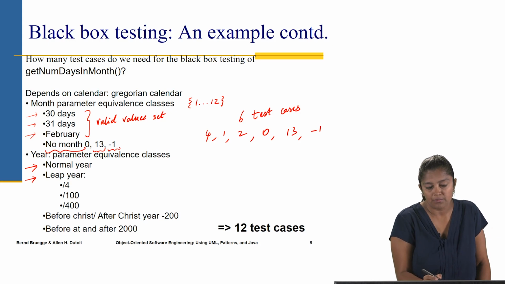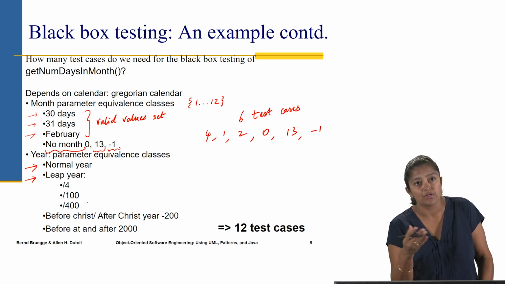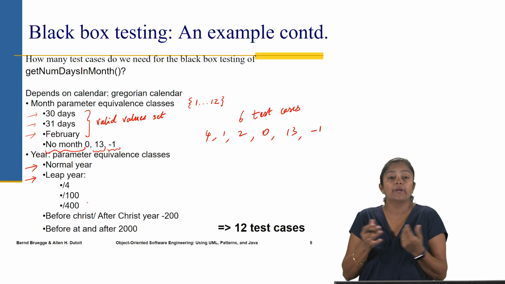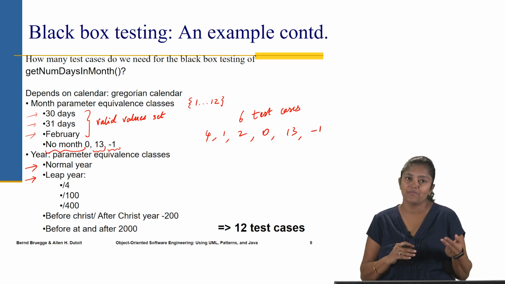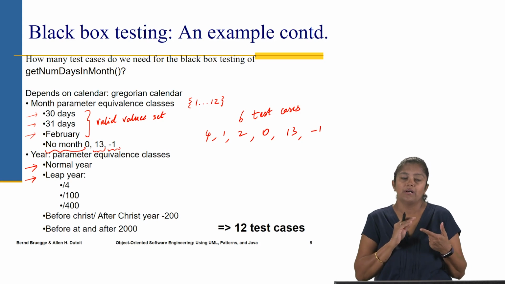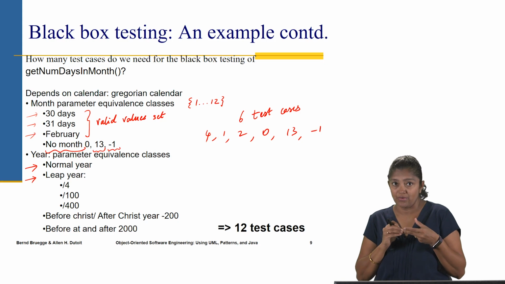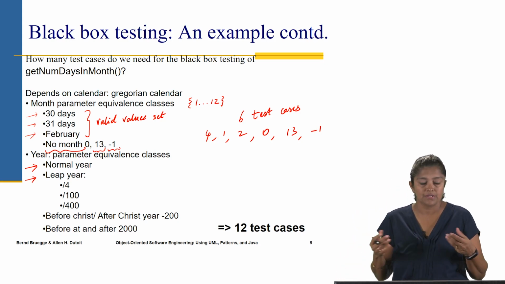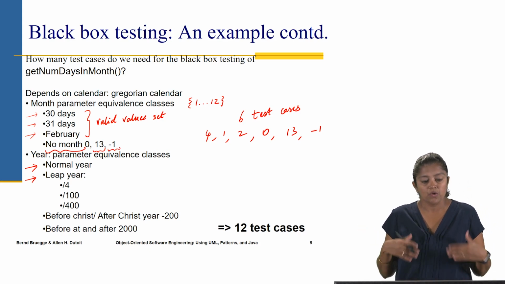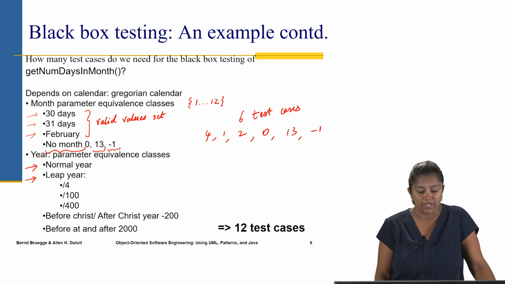Now, leap years can be those that are divisible by 4, not divisible by 100, but then they can be divisible by 400. So that's the rule to figure out if a particular year is a leap year or not. So we want to make sure and test for all of these. A leap year that's divisible by 4, a year that's divisible by 100, that should not be treated as a leap year, and a year that's divisible by 400, which is treated as a leap year. So there again we have those 3 different test cases for leap year.